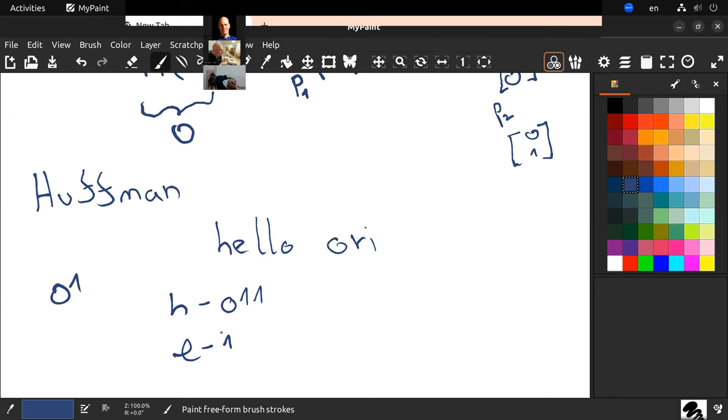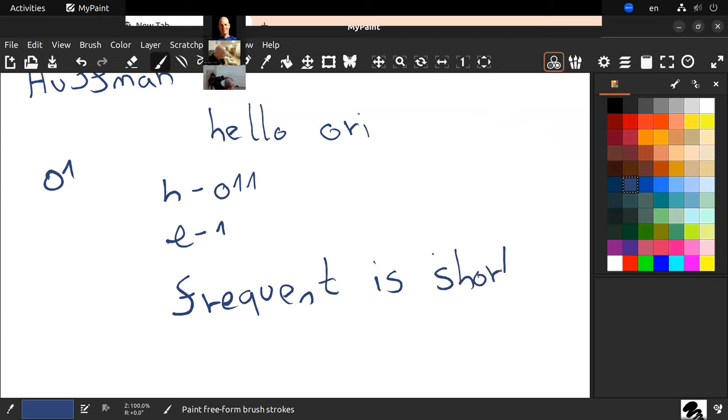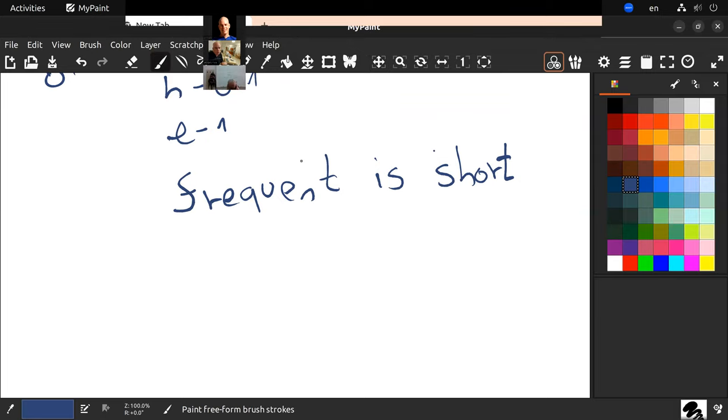Frequent letters should get short codes. Exactly. So E gets a short one, because it appears in a large share of the cases. Frequent is short, right? That's what you said. Why is it such a good idea to have short codes for frequent letters and long ones for infrequent ones? It shortens the expected length of your message. Great. So here is an optimal way for constructing such a code.